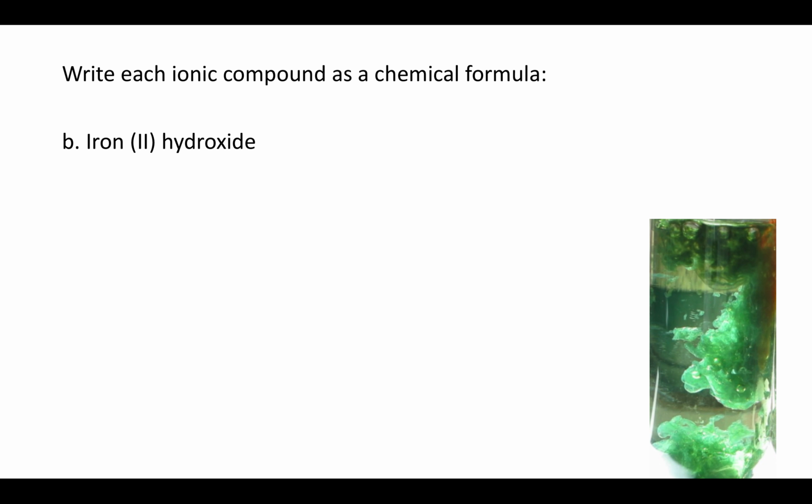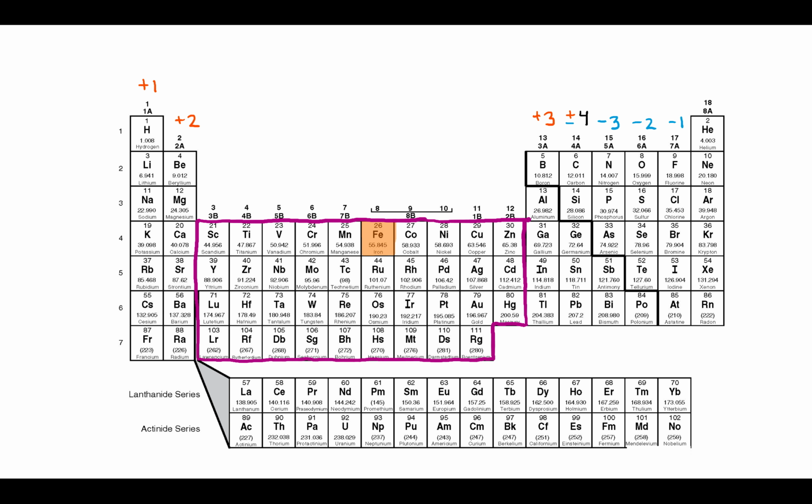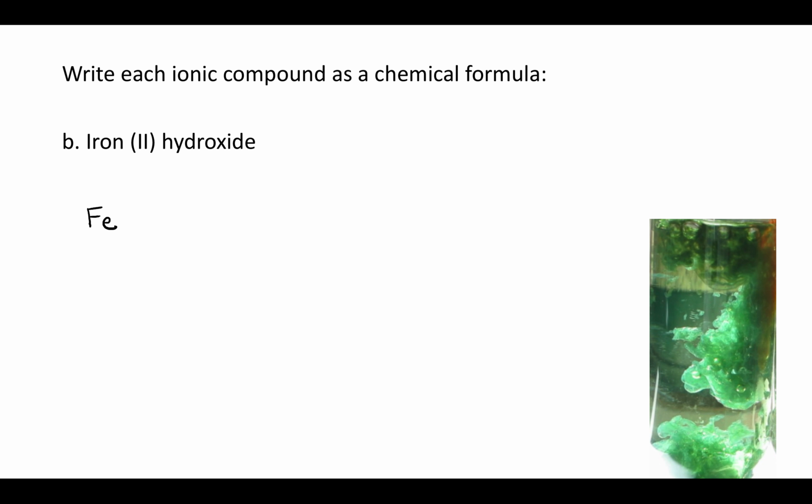How about iron 2 hydroxide? What's the formula for that? So first, notice that iron is a transition metal, and so we're not going to get the charge from the column it's in on the periodic table. Rather, we're going to get it from the name. The Roman numeral after iron tells us the charge on iron. So we're going to have Fe 2+, because we have a Roman numeral of 2. And the Roman numerals are always a positive charge, so it'll always be whatever the number is and a plus sign.